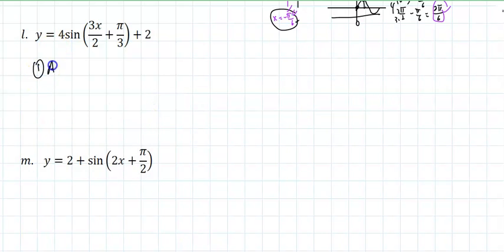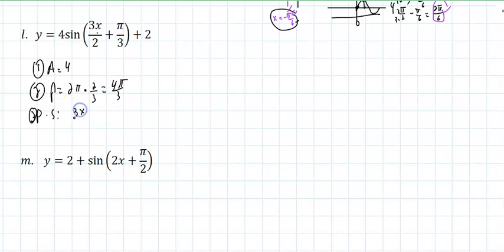One, my amplitude is 4. Two, my period is 2 pi divided by 3/2. I'm going to multiply by the reciprocal. So that is 4 pi over 3. That's the period.